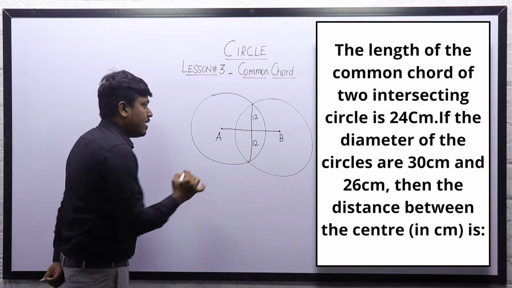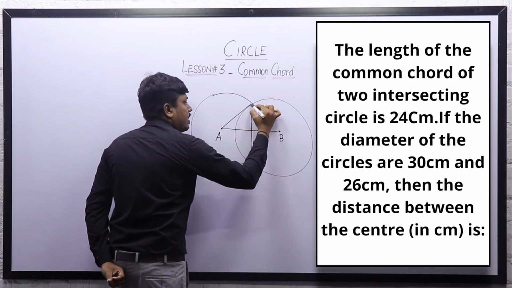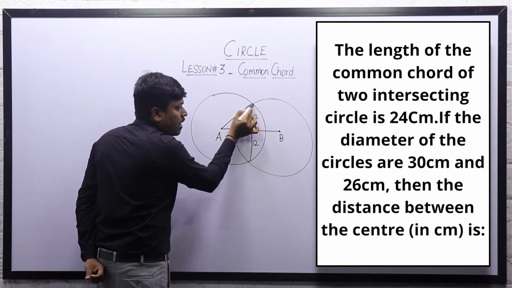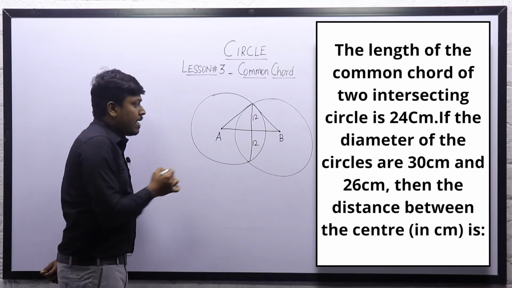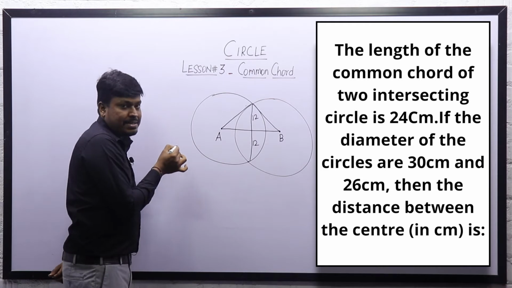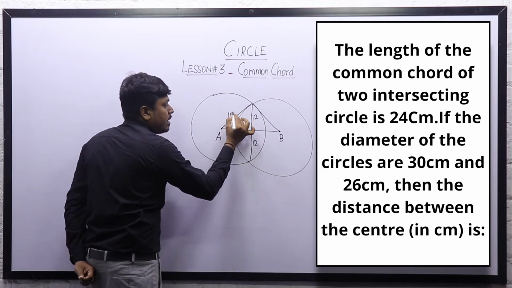And the next point, right? From this point, let me draw a small line connecting to this chord. And similarly, from this point, we can draw another small line connecting to the center point of the second circle. And we know that the total diameter of circle number 1 is 30 centimeter. So we can say the radius of the circle will be 15 centimeter. Yes or no?